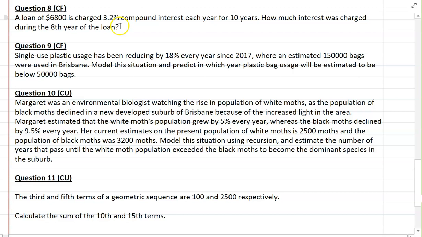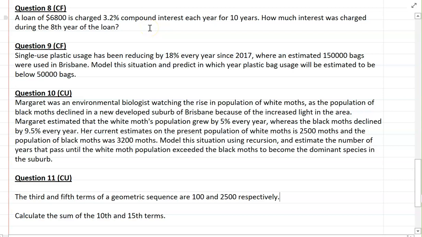Moving on to question 8, a complex familiar question. We have another financial situation here. We've got a loan of $6,800 charged at 3.2% compound interest every year for 10 years. How much interest was charged during the 8th year of the loan?